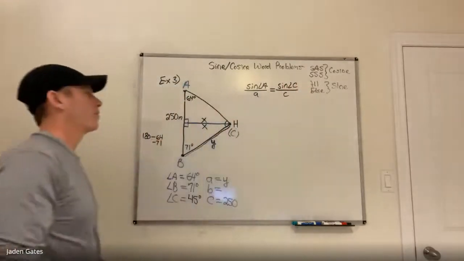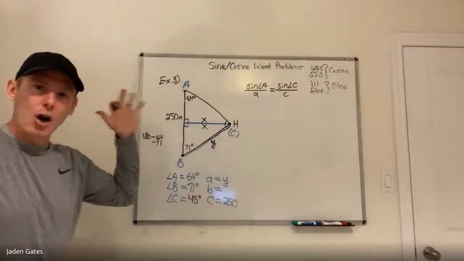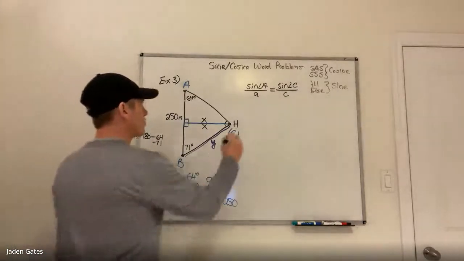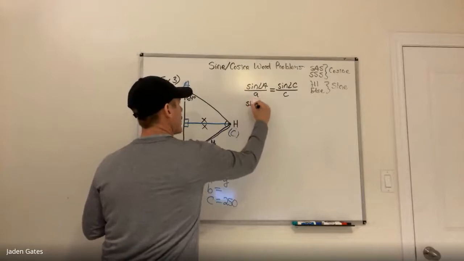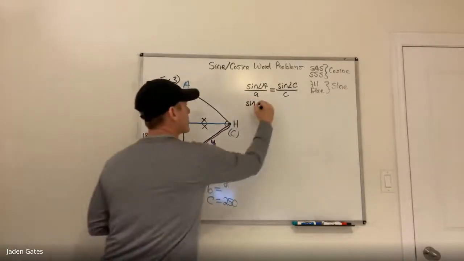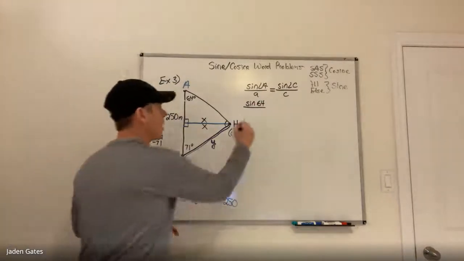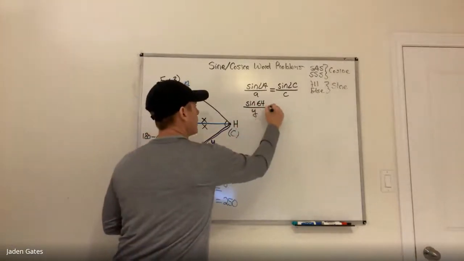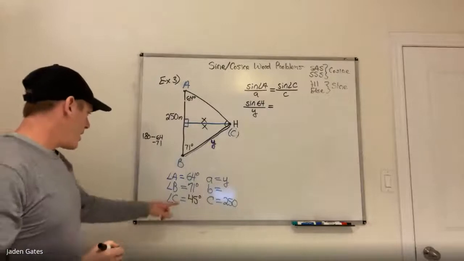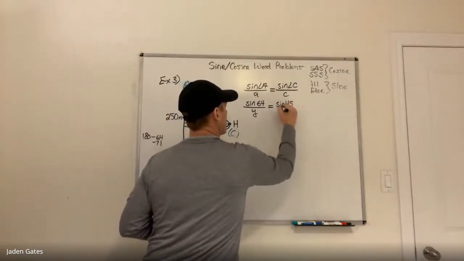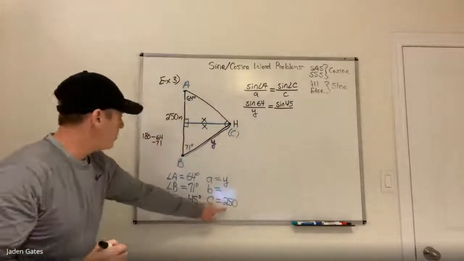All right. Set up. Again, the hard part's done. Now it's just the math. All right, so now we're going to substitute in. So I got sine of angle A, which is 64 degrees, over side A, which is y. That's what I need. Sine of angle C is 45 degrees, sine 45 degrees. And side C is 250.